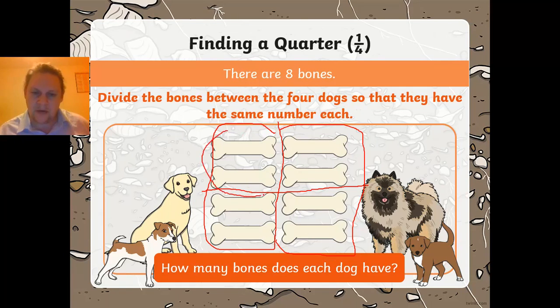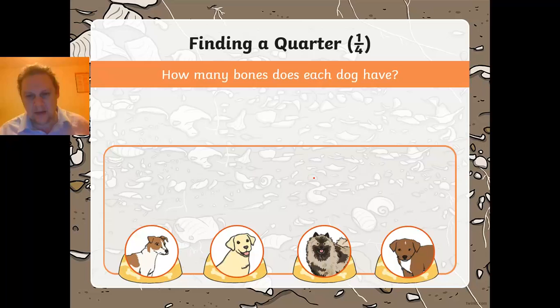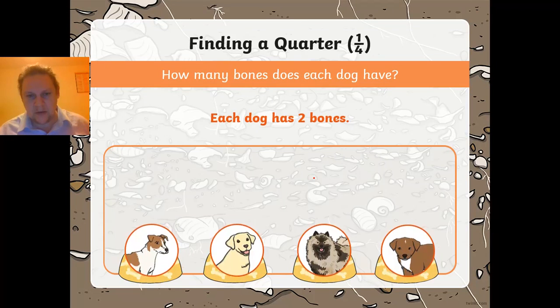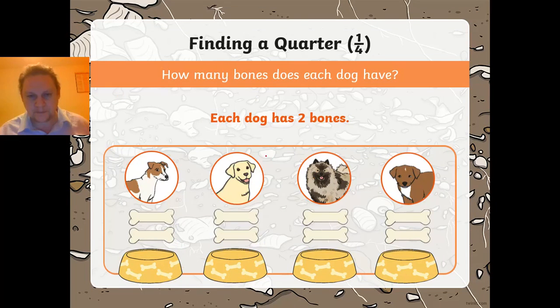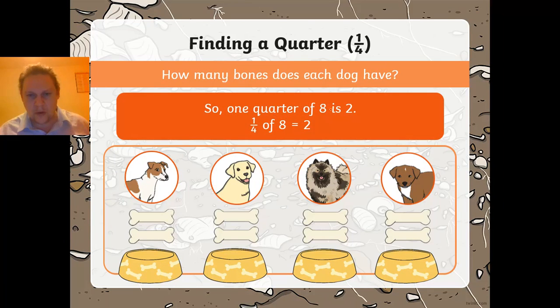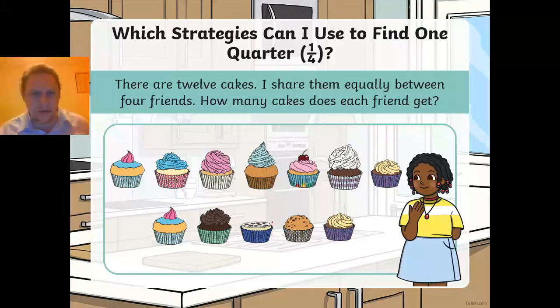How many in each group? 2 bones in each group. So 1/4 of 8 is going to be 2. Each dog has 2 bones. So 1/4 of 8 is 2. Each dog gets 2 bones.